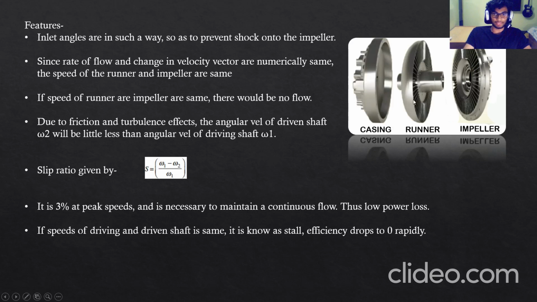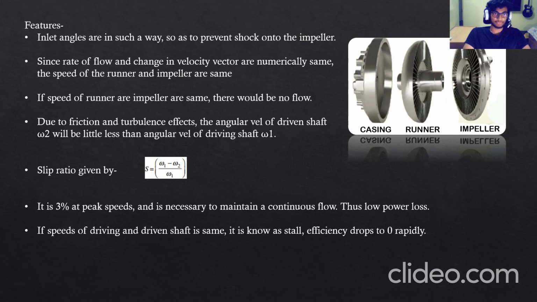And the three main parts can be seen here in this diagram. Now, coming on to the features, the inlet angles are in such a way so as to prevent shock onto the impeller, which could cause damage to the impellers. And since rate of flow and change in the velocity vector are numerically the same, the speed of the runner and the impeller are also similar, but they're not exactly the same.